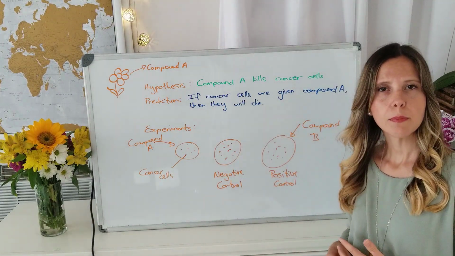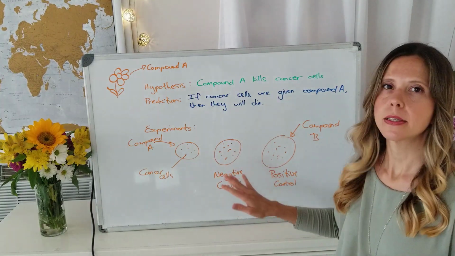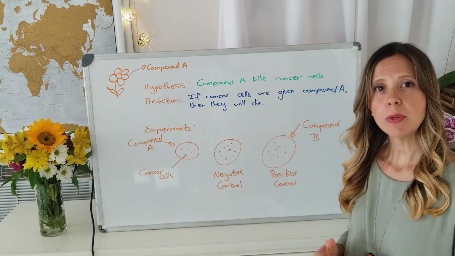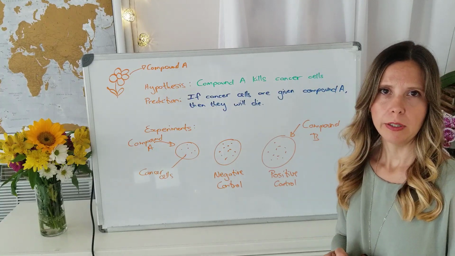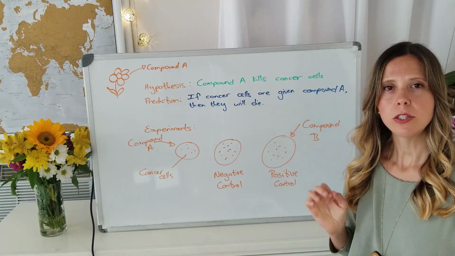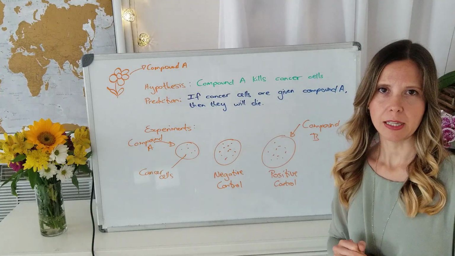You decide to set up two controls. One control is just the cancer cells. You do not administer any kind of compounds to it. This would be known as your negative control. The next control you set up is known as the positive control. To this control, you give a compound that you know for certain kills cancer cells.